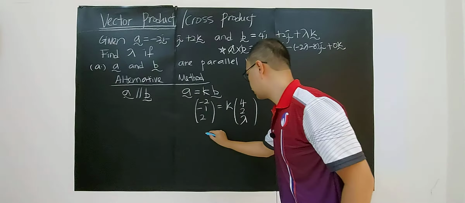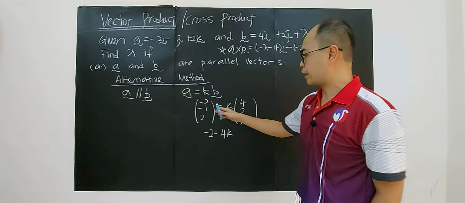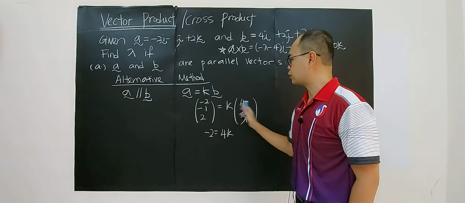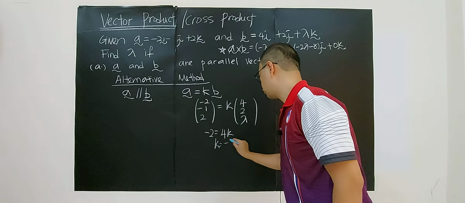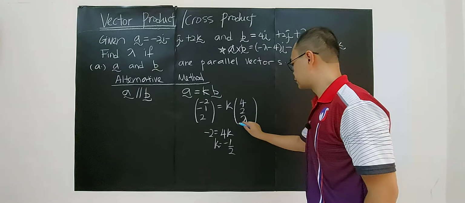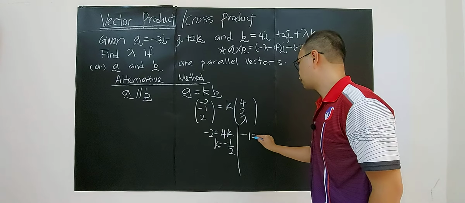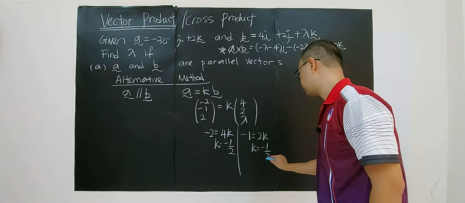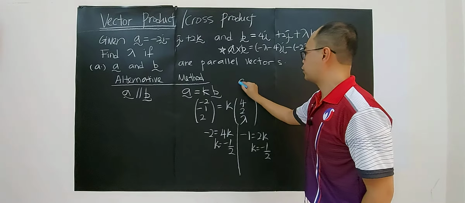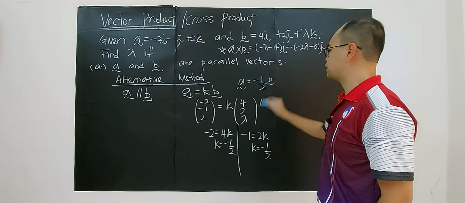So I'm going to write negative 2 equals 4k, because I can only write this if these two are actually parallel. So that gives k equal to negative half. The same thing if you compare the y component: negative 1 is the same as 2k, and you still get k equal to negative half. That means A is negative half of vector B.